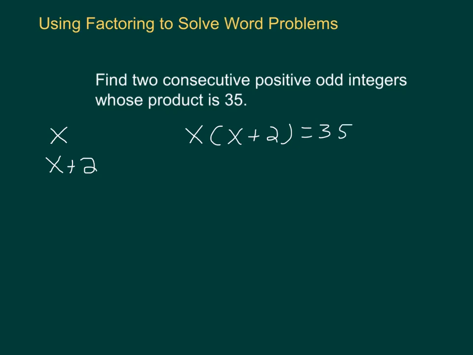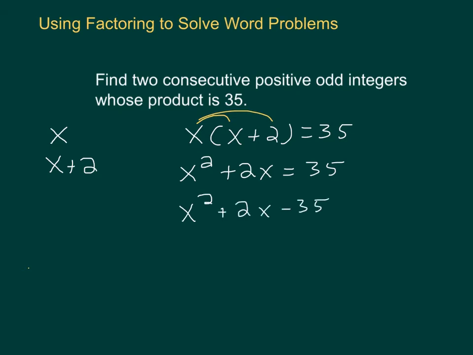In order to do this, what I'm going to actually have to do is distribute first, because I can only use the zero product property, and right now these things are multiplying to 35. So when I distribute the x's, x times x is x squared, x times 2 is 2x, and that equals 35. Now I want to subtract 35 from each side so that I can get my polynomial equal to 0. This will allow me to set up the zero product property.